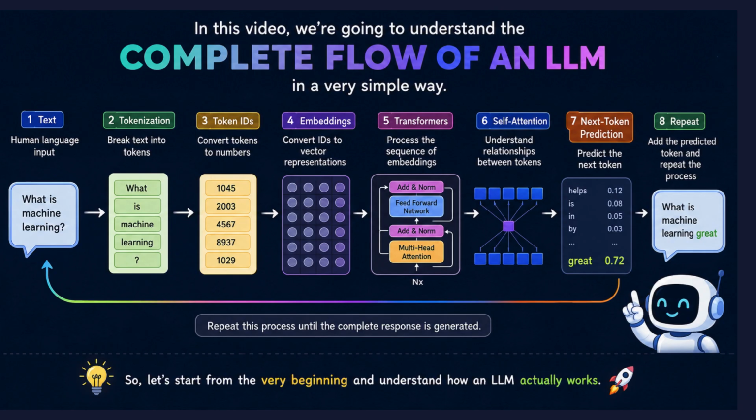We'll follow the journey step by step, starting from text, then moving through tokenization, token IDs, embeddings, transformers, self-attention, next token prediction, and finally, how the model repeats this process to generate the complete response. So, let's start from the very beginning and understand how an LLM actually works.